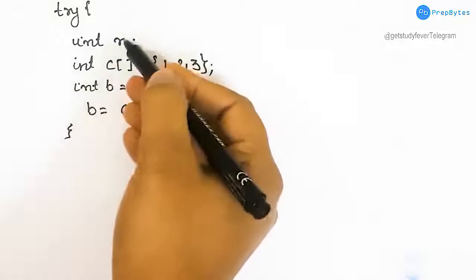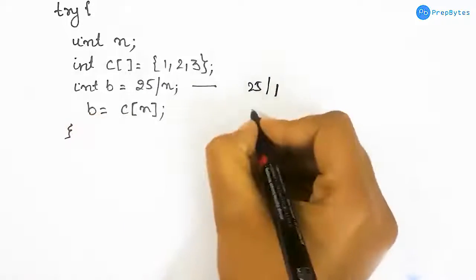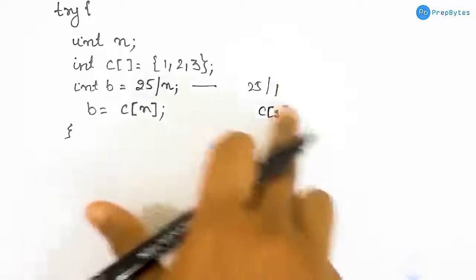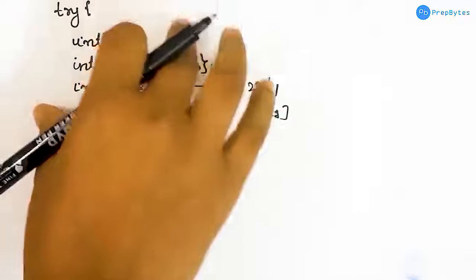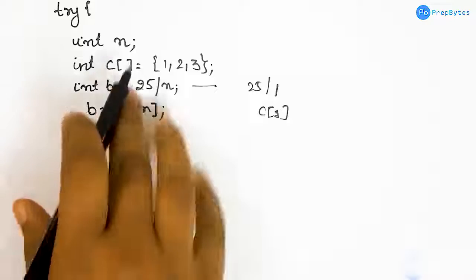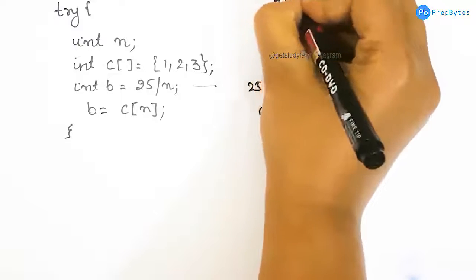Okay. So if n is 1, we will do 25 by 1. And then we will do b is equal to c of 1. And in our case, c of 1 is 2. So this is what we're trying to do. Now let's try to find out what are the exceptions that can occur in this particular case. So what happens if n is equal to 0? If n is equal to 0, we will get an arithmetic exception.